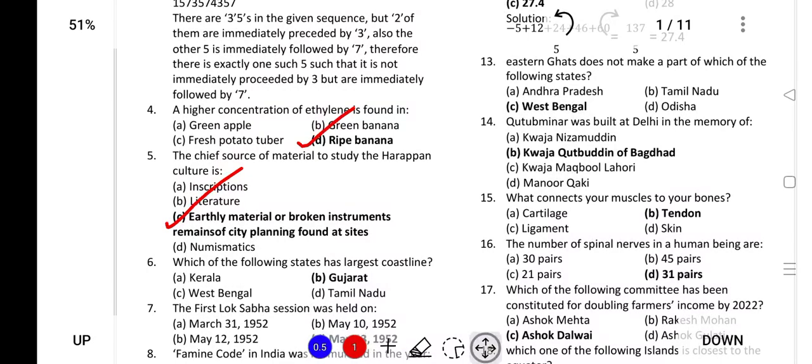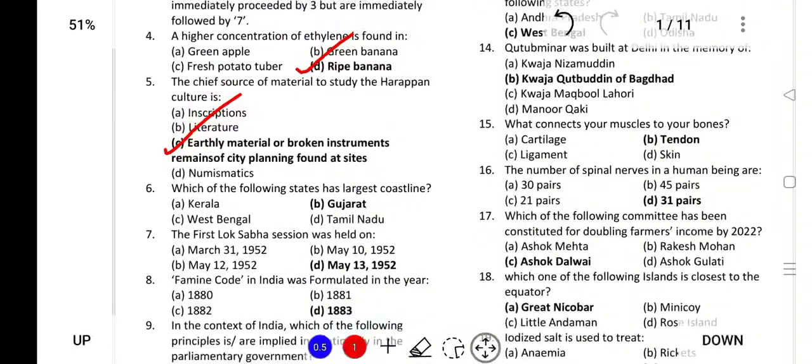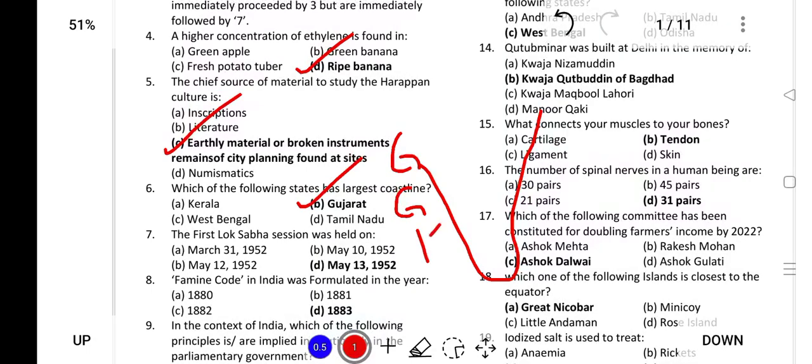Which of the following has the largest coastline? Gujarat has it. The states having coastline are Gujarat, Goa, Karnataka, Maharashtra, Kerala, Tamil Nadu, Andhra Pradesh, Orissa, and West Bengal. These are the states having coastline.